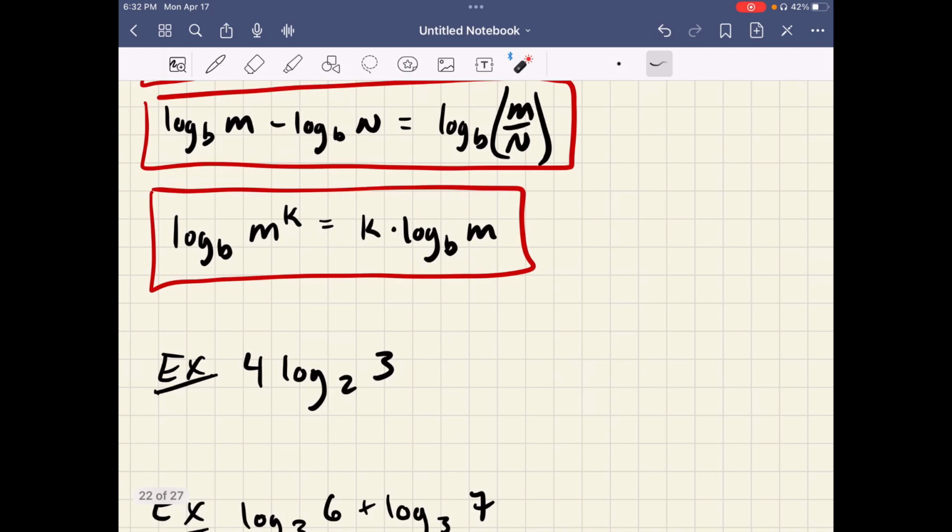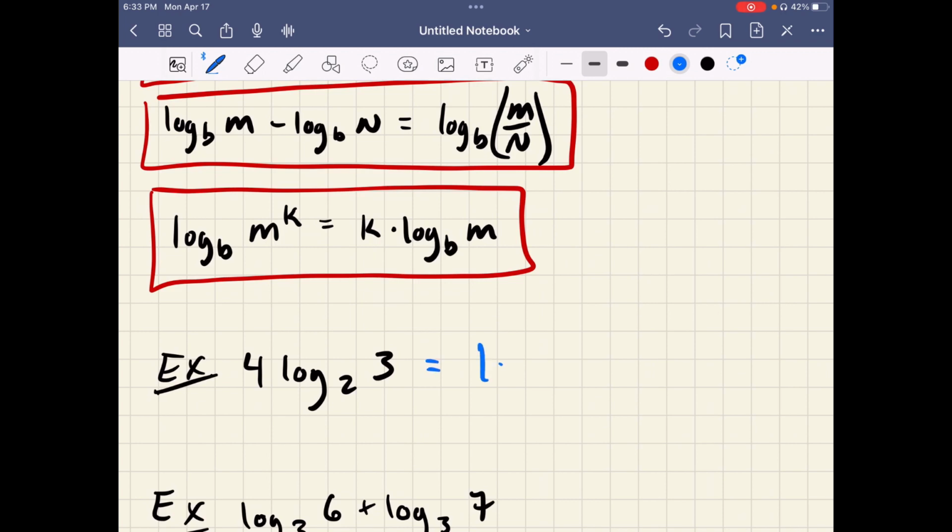What you'll notice is I have 4 times the log base 2 of 3, and it's going to look a lot like our third property here, where I have a constant out in front. All I'm going to do is take that constant and make it the exponent of whatever I'm taking the log of. So in this case, I'm going to take that 4 and move it over here to be the exponent of 3, and then simplify where we can.